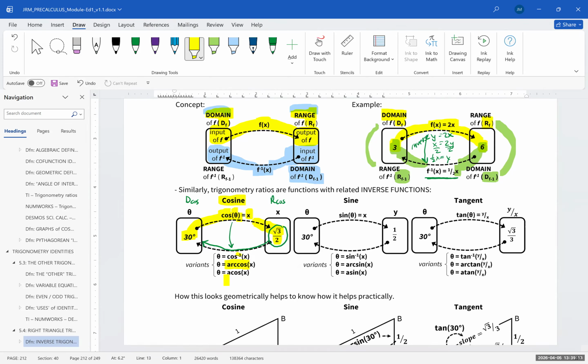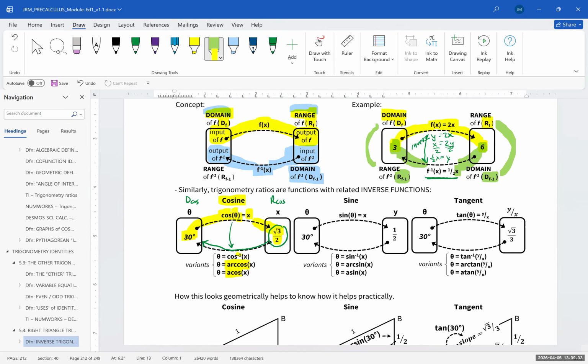And sometimes you'll even see it with an a cosine. Both arc cosine and a cosine, those mean inverse cosine. Okay, so there's 3 different ways you might see inverse cosine kind of in the wild.